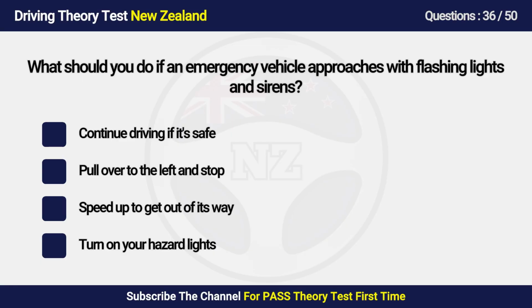A. Continue driving if it's safe. B. Pull over to the left and stop. C. Speed up to get out of its way. D. Turn on your hazard lights.